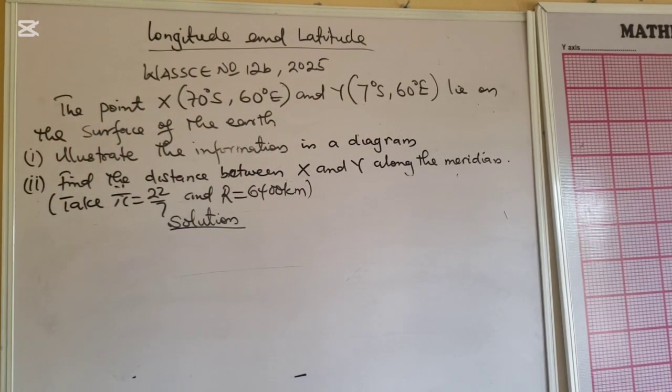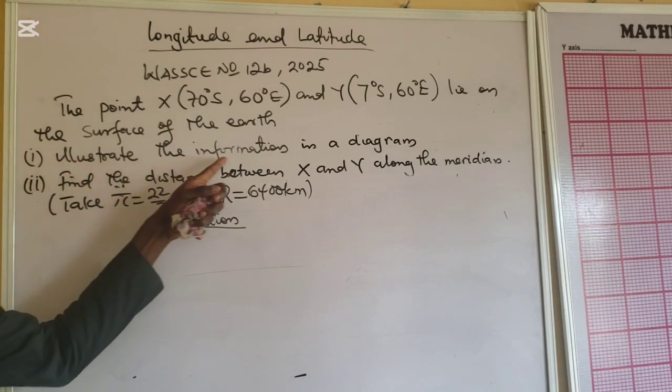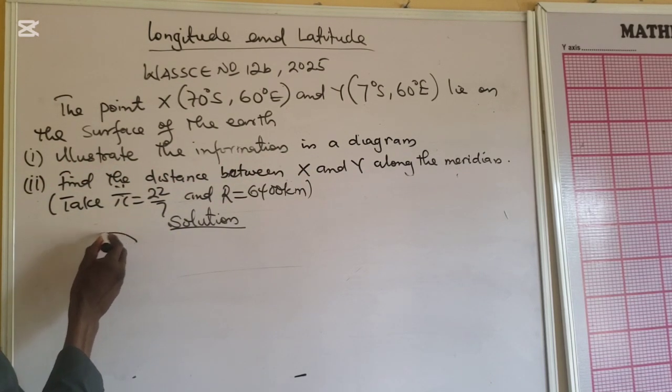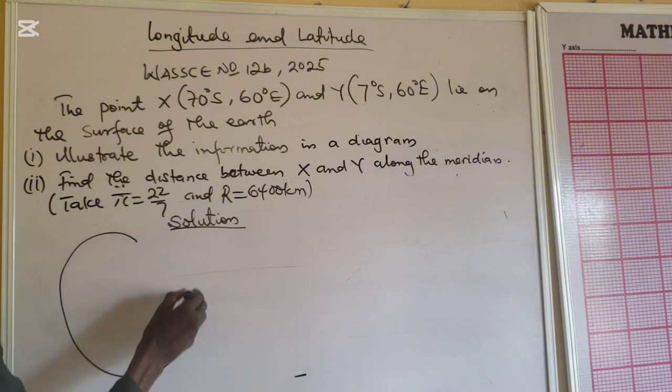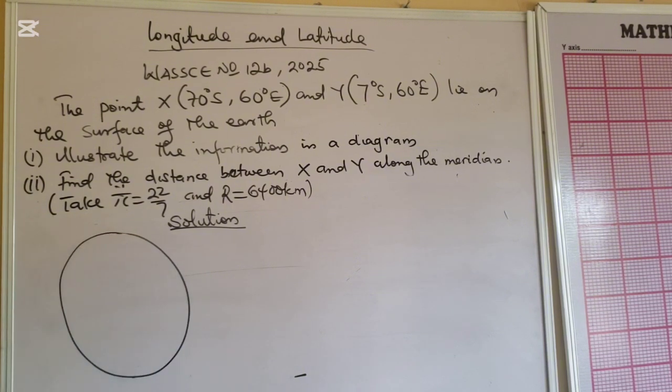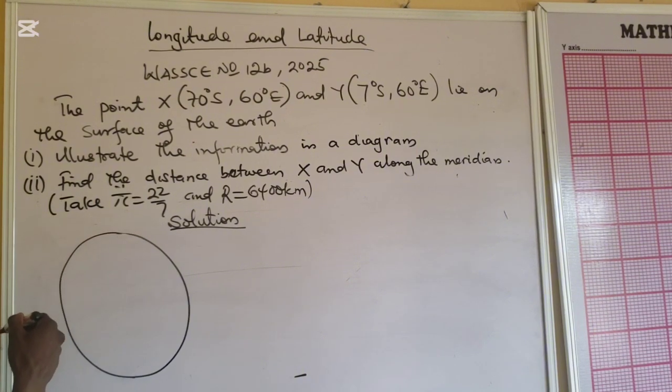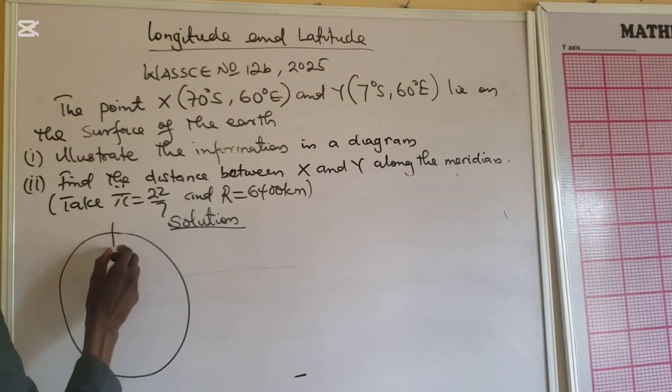In physics, like poles repel, unlike poles attract. The question says we should illustrate it on a diagram, so I will use a diagram to illustrate. Don't mind the shape of my own; use your compass and ruler to draw yours.